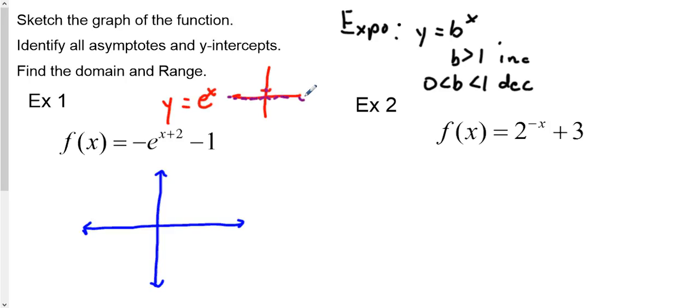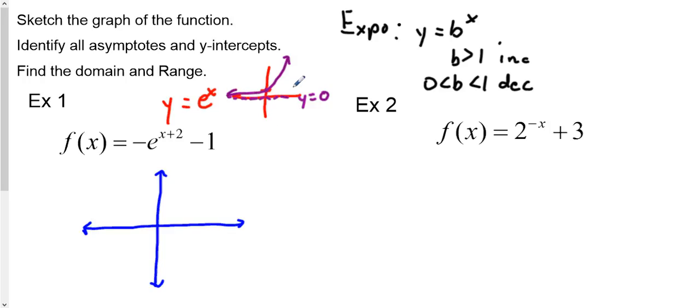I like making that noise when I'm making asymptotes. It's at y equals 0. It's a horizontal asymptote, that's why we have y equals 0. e is a base which is greater than 1. Therefore, our exponential graph is going to be increasing like this. And so that is the base exponential graph.